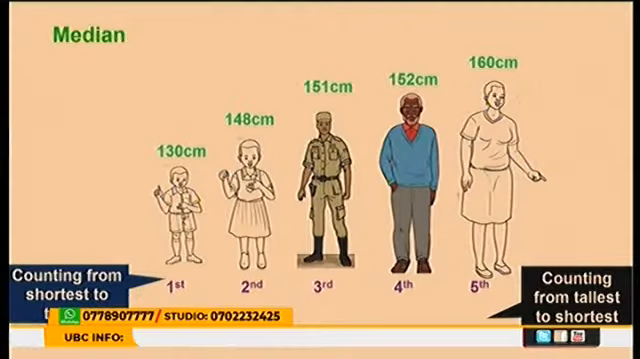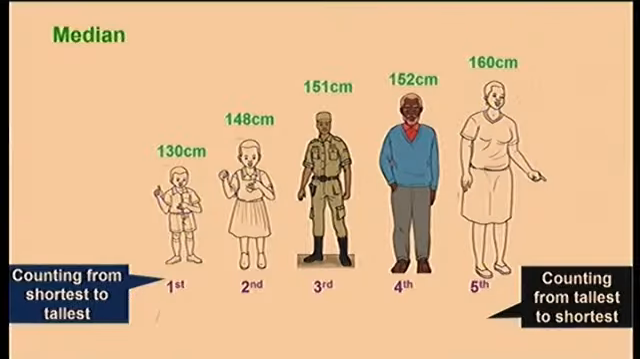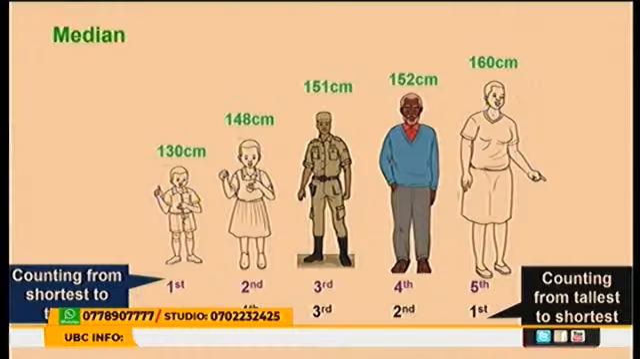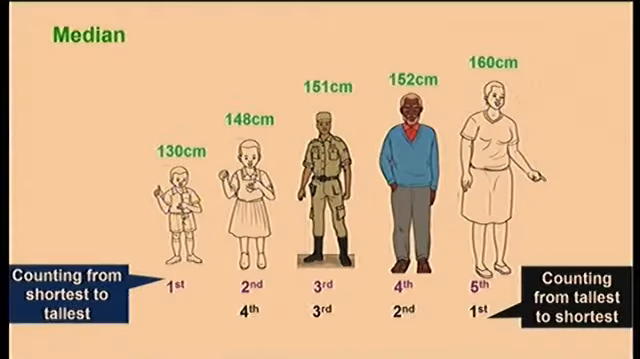When we are looking for median, you can also arrange your members starting with the tallest to the shortest. This time, let us start with the tallest. So the tallest is 160 centimeters. She becomes the first. The second is 152 centimeters. The third is 151 centimeters. The fourth is 148 centimeters. And the fifth is 130 centimeters. So learners, you can arrange in increasing order or decreasing order.